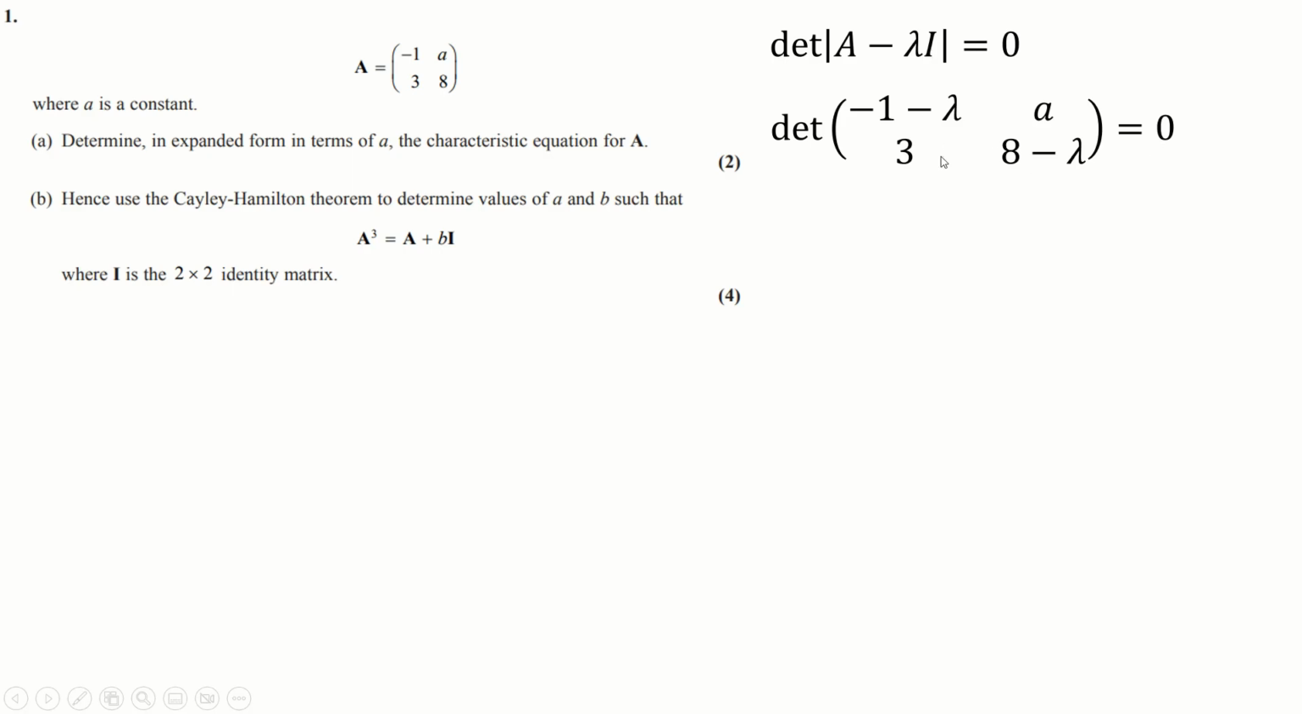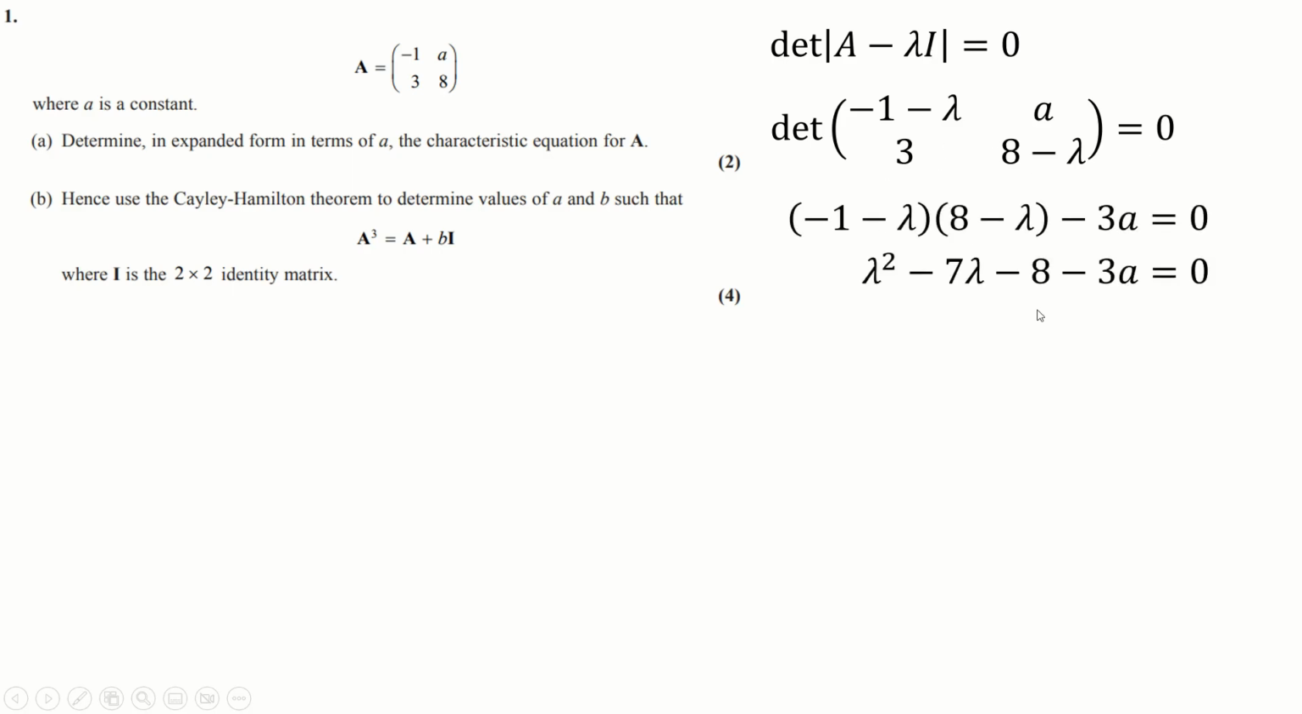So it's this times this minus this times this. You expand it out, and this is the answer there. The Cayley-Hamilton theorem says that a matrix is the solution to its own characteristic equation. So we replace these lambdas here with these a's.